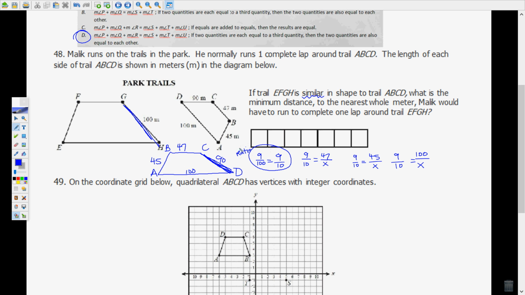Hey, 6th period, your code word is going to be ratio. 6th period, your code word is ratio.